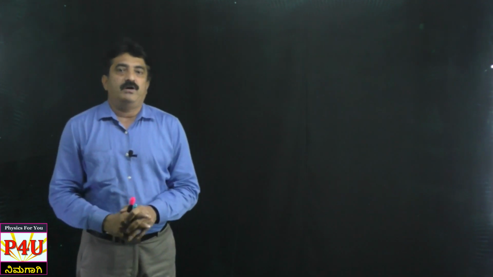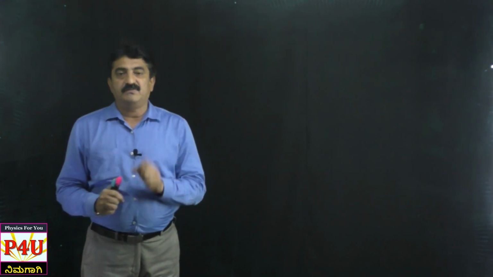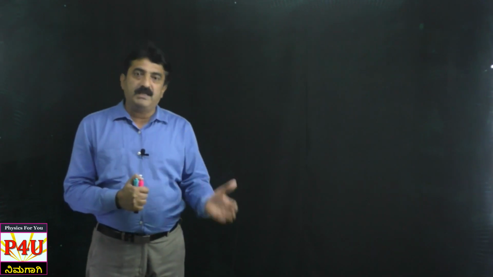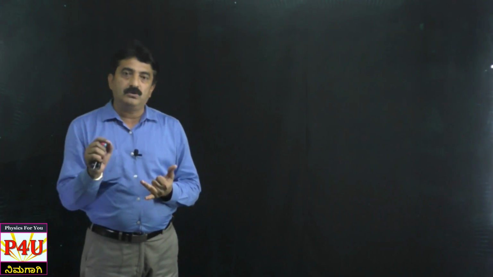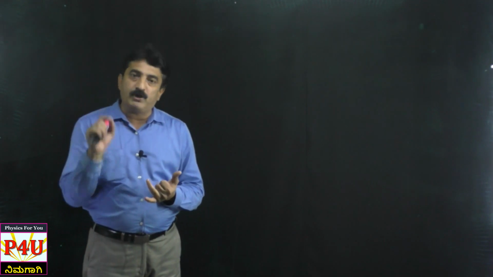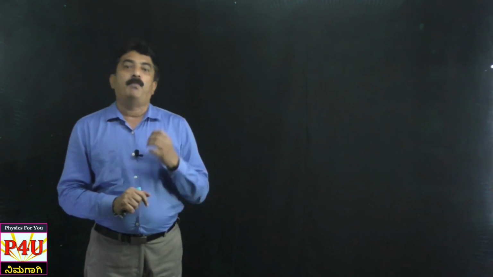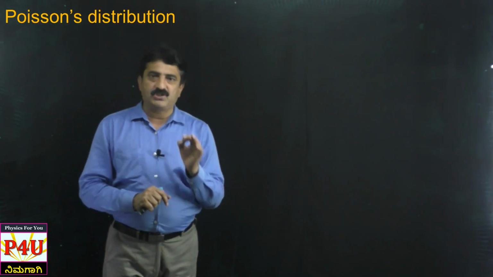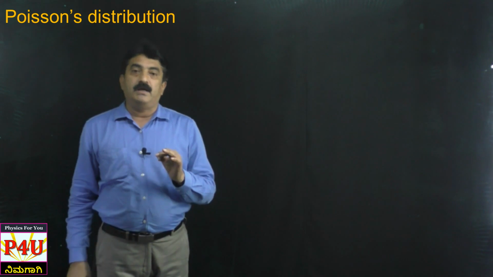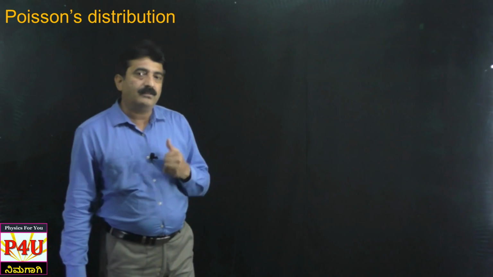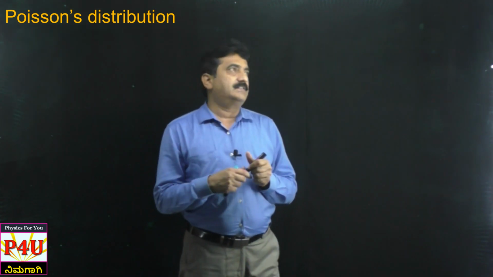In my previous video I was talking about the definition of statistics and statistics in physics and some of the applications of statistics in physics, and then descriptive statistics and inferential statistics. I also started with one particular type of distribution which comes in statistics called Poisson's distribution. I just started with this, but I gave only examples, not the actual Poisson's distribution. I recall those examples. Look at these examples.